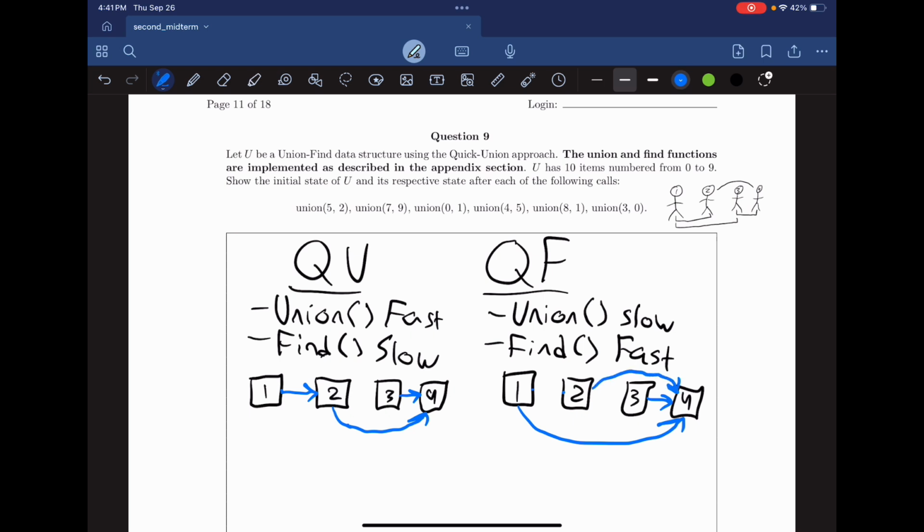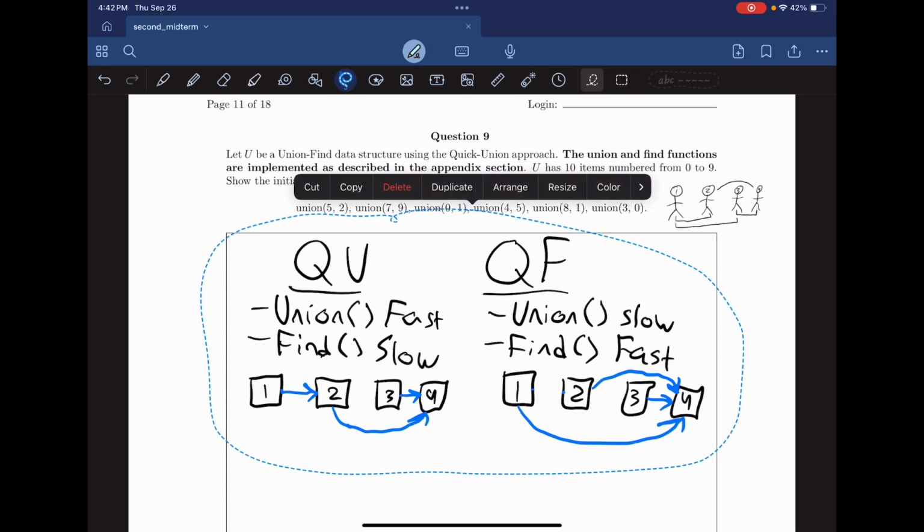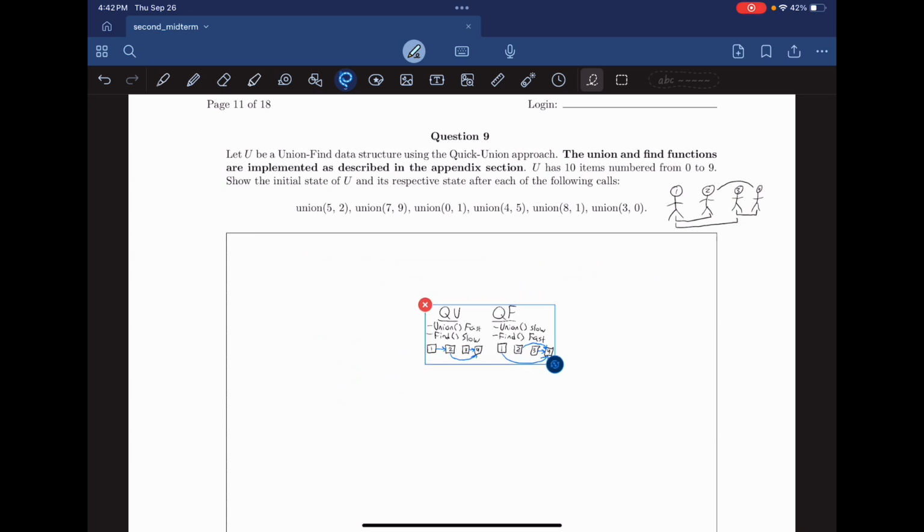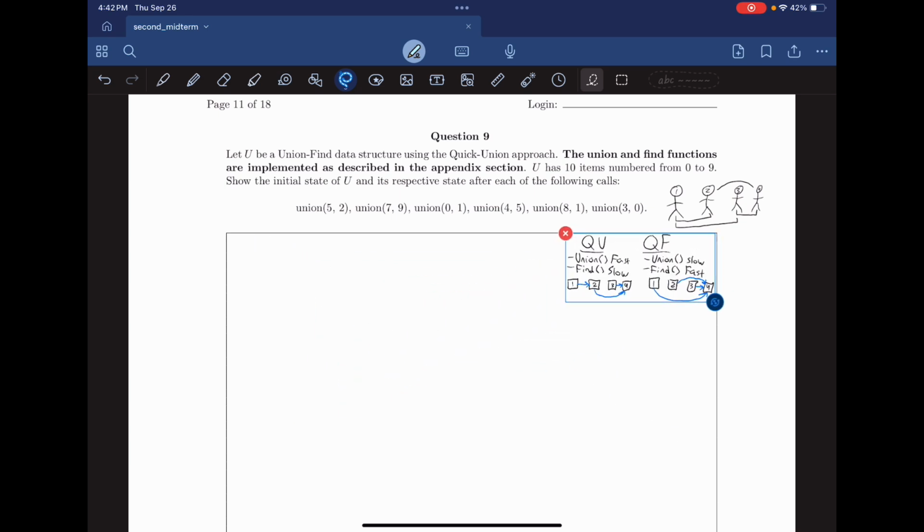And that way now, we've done a little bit more work in the union process, but when we try to find what the source of 1, 2, or 3 is, it will be faster than the quick union approach. Because if you were to try to find what the source of 1 was in the quick union approach, you would have to go through 2 and then go to 4. Whereas in the quick find approach, 1 is directly connected to 4 now. So each of them has different priorities in terms of which functions are fastest. But in this specific question, we're asked to use the quick union approach. So we're going to be using the one on the left, right here.